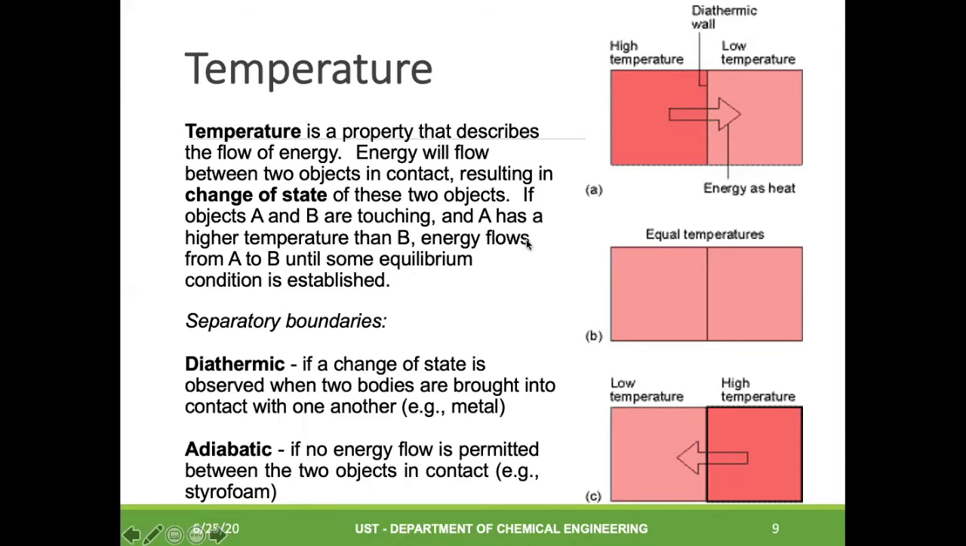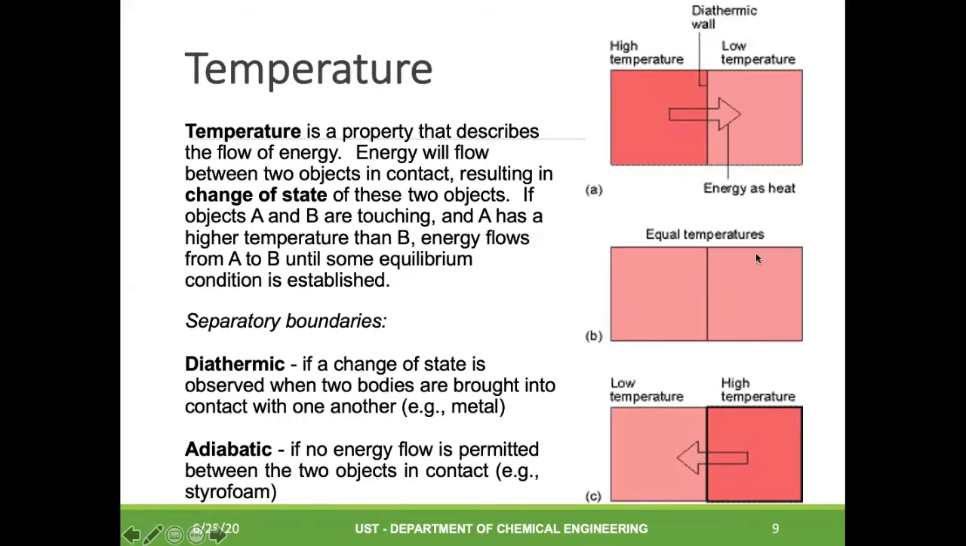In figure A here, there is a diathermic wall. A change of state is observed when two objects are brought into contact with one another. And then for adiabatic, there is no energy flow permitted between two objects in contact. This figure shows that from high temperature to lower temperature, energy flows.